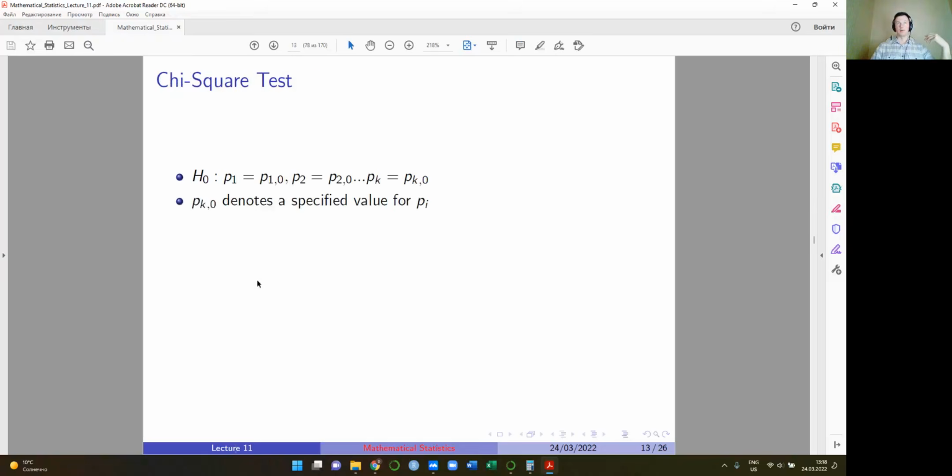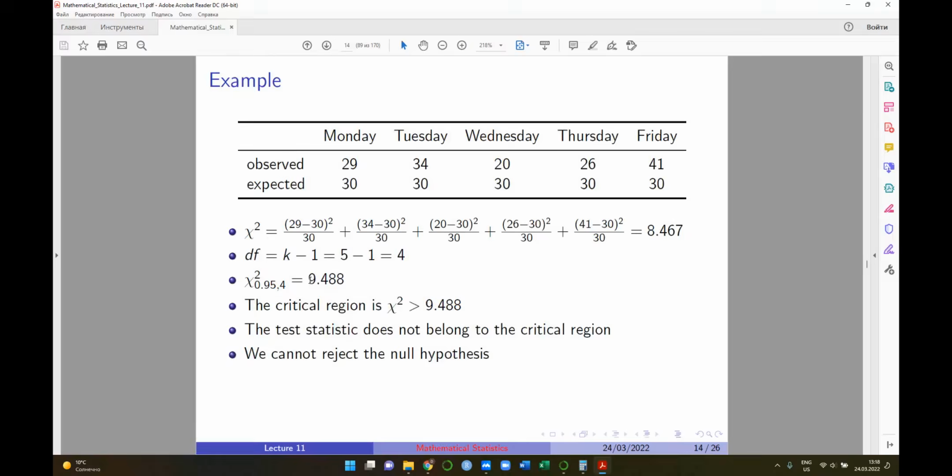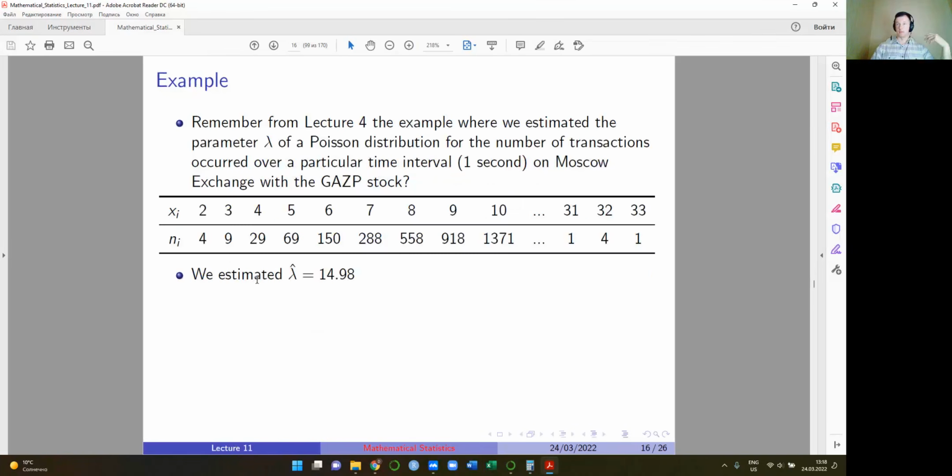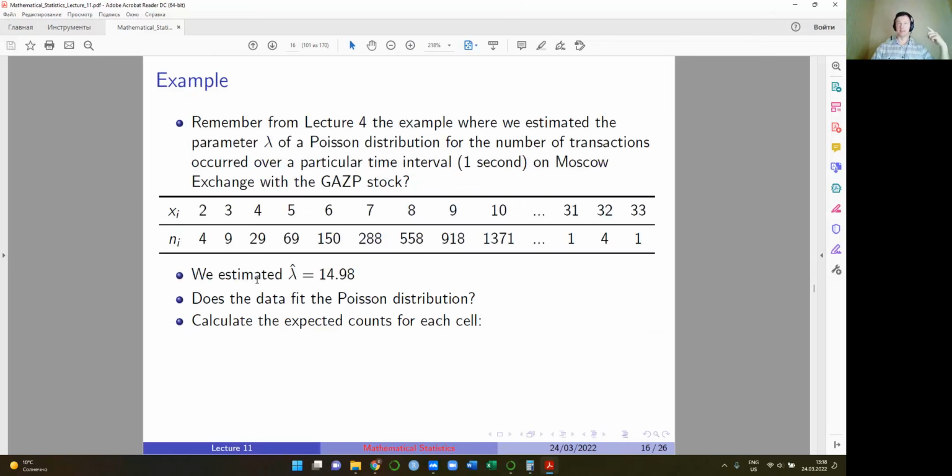In the case of this example, the probabilities for the null hypothesis are not given. We don't have this null hypothesis. Our null hypothesis is different. Our null hypothesis is that the underlying probability distribution for this variable is a Poisson distribution.